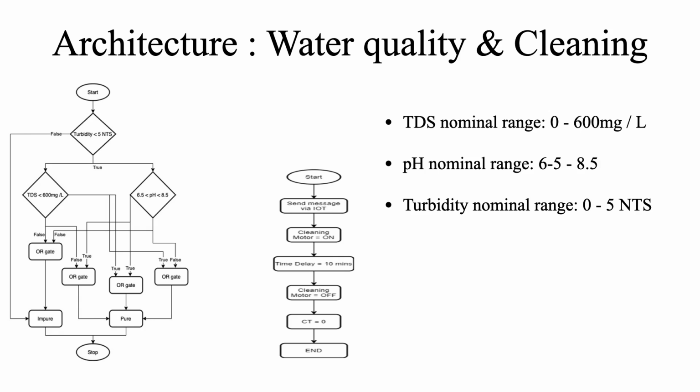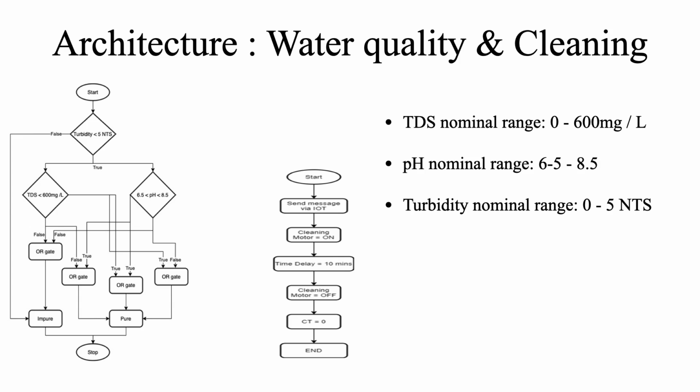Otherwise, it indicates that there is a fault or error in the sensor readings. So this is where the fault tolerance plays a part. But if both TDS and pH show that the water is impure, then the system will say that the water is impure. Or if the turbidity of the water alone fails to stay in the nominal range, then also the system states that the water is impure.